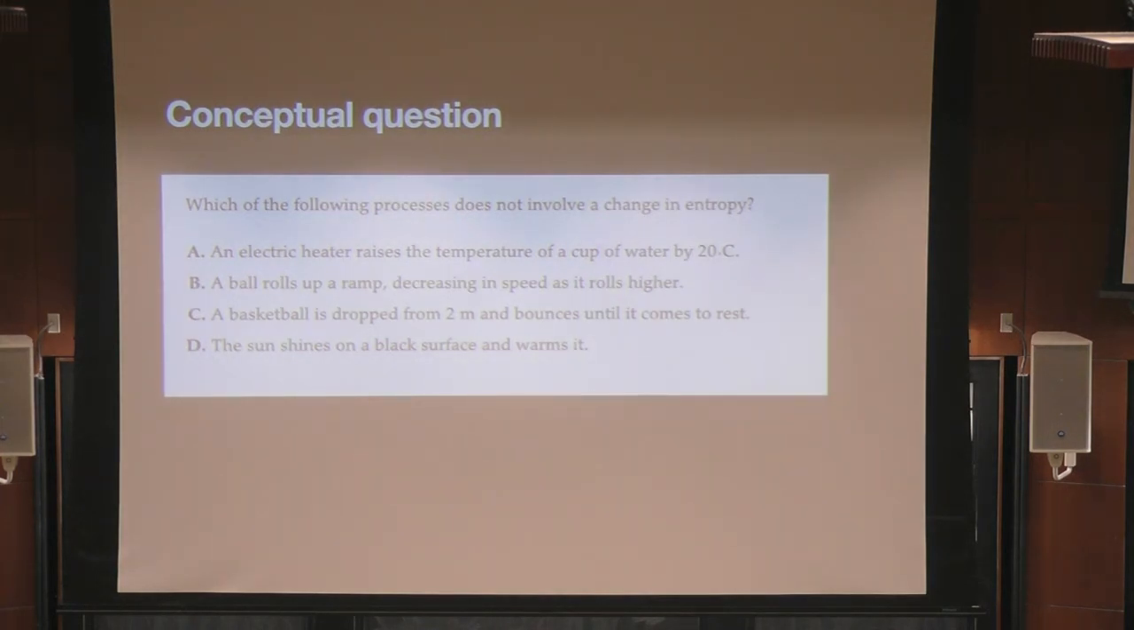Okay, so here's a conceptual question. See if you can get this one right. Which of the following processes does not involve a change in entropy? We have an electric heater raising the temperature of a cup of water. A ball rolls up a ramp, decreasing in speed as it rolls higher. A basketball is dropped from 2 meters and bounces until it comes to a rest. And the sun shines on a black surface and warms it.